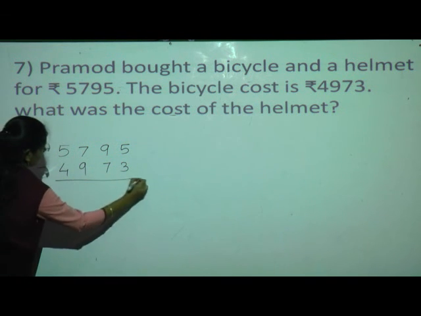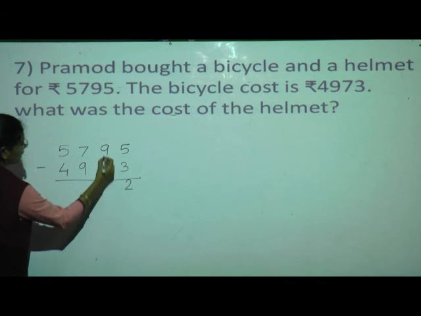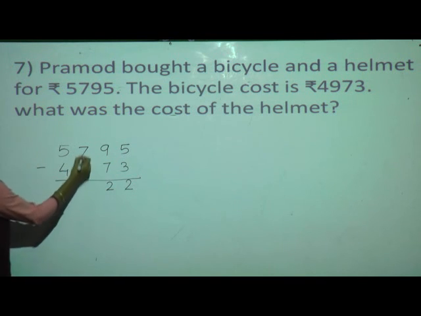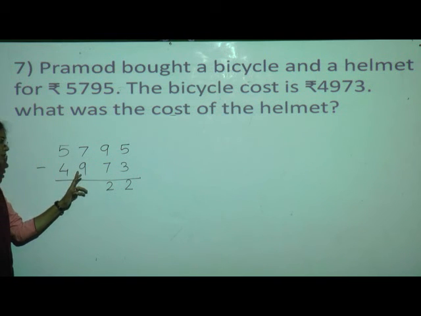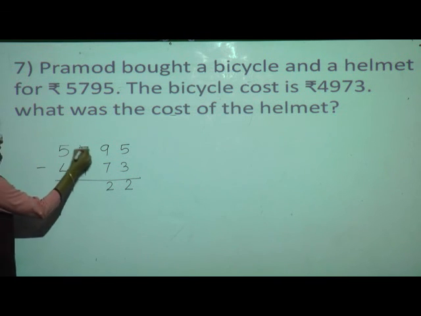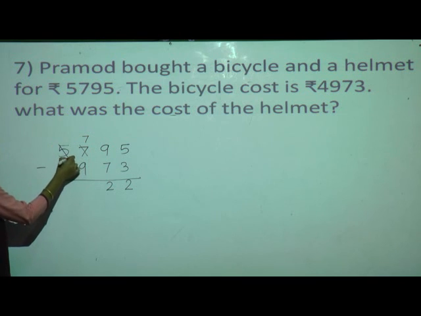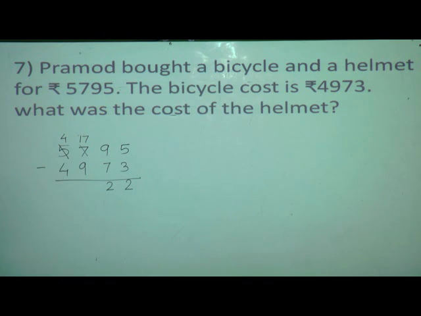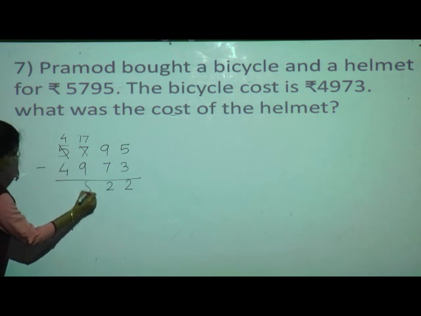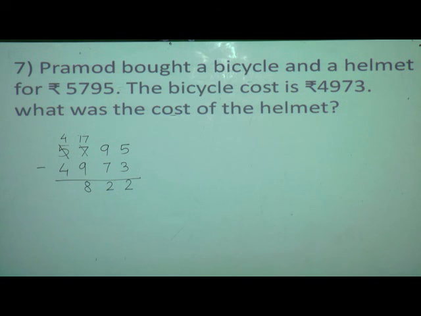4973. 5 minus 3, 2. 9 minus 7, again 2. See this hundreds place, 7 minus 9. Here 7 is smaller than 9. Okay, so cut this 7 and write as it is. Go to the neighbor. This is having 5. So take 1, borrow from this 5. 5 minus 1 is equal to 4 and this 7 will become 17. Now do the subtraction. 17 minus 9. Yes, how many? 17 minus 9 is equal to what? 8.